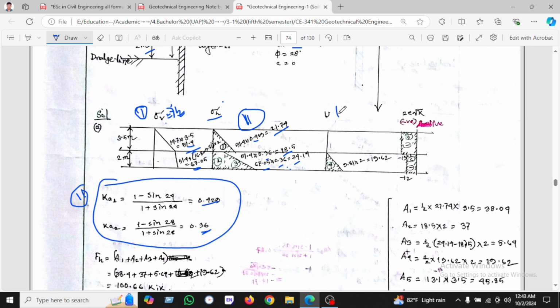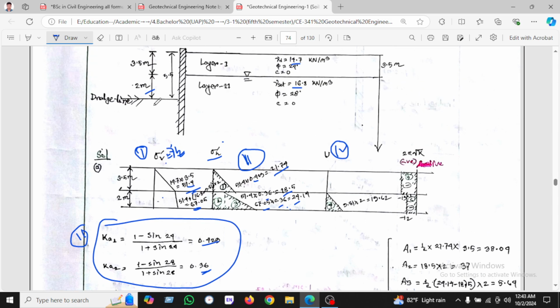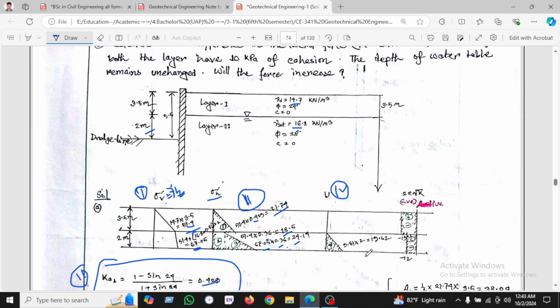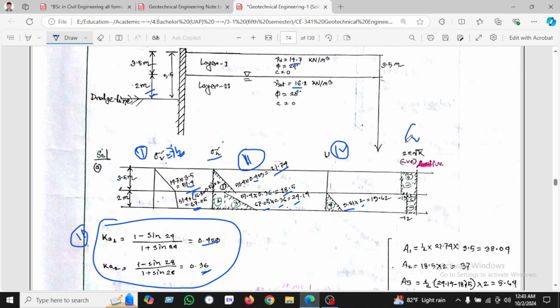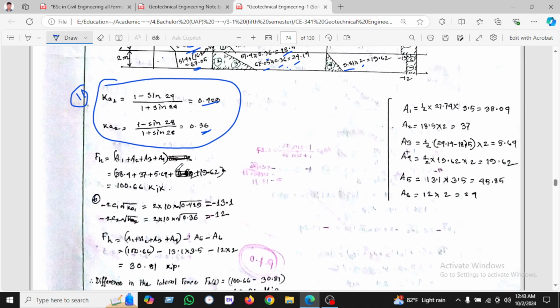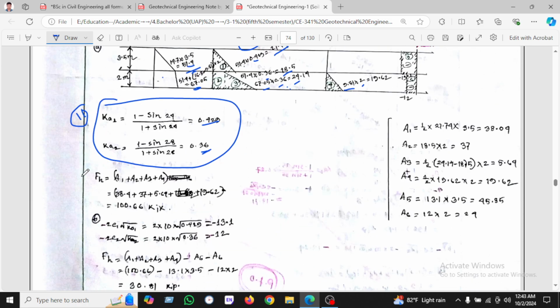And this will be our fourth, which is the water pressure, which is only given in this question here. So it will be 9.81 into 2 meters, and lastly we will calculate the crack portion, 2c root over K. Here is 2c root over K, and found all these values. In this way we will calculate, this is our sixth step.